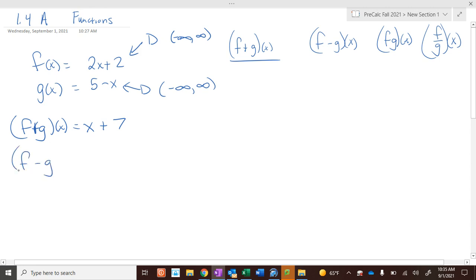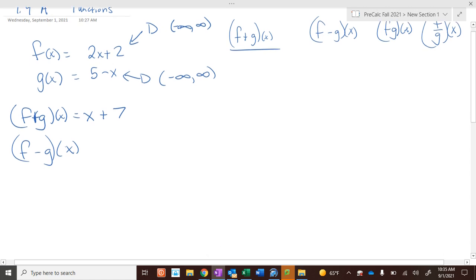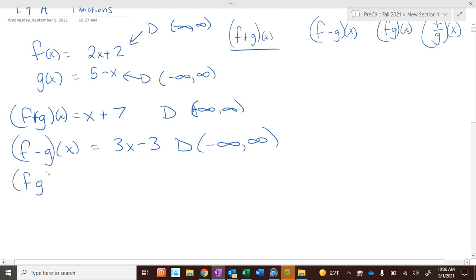What's f minus g of x? Well, you take f of x minus g of x. What's 2x minus a negative x? 3x. And 2 minus 5 is negative 3. Okay? So the domain of this one, is the domain restricted at all for this? No. It's all real numbers, negative infinity to infinity. What's the domain for this one? All real numbers.